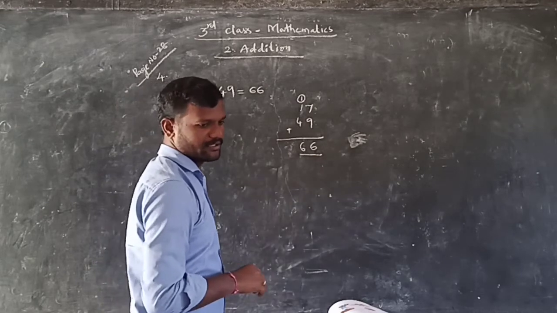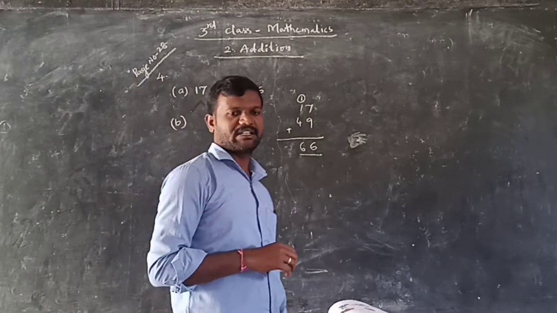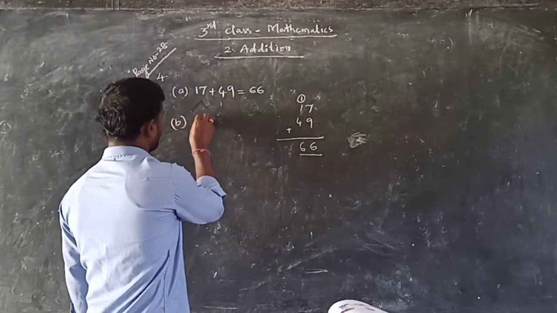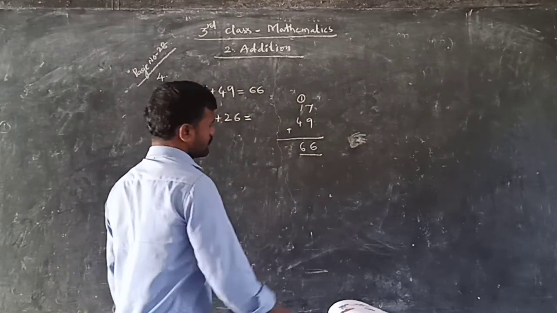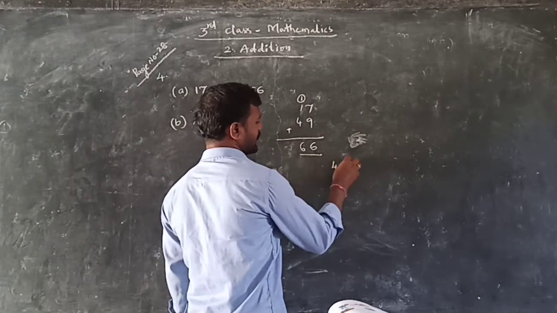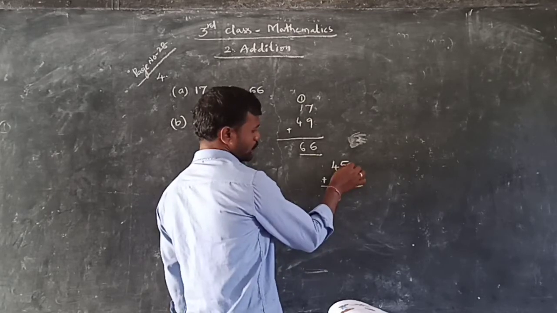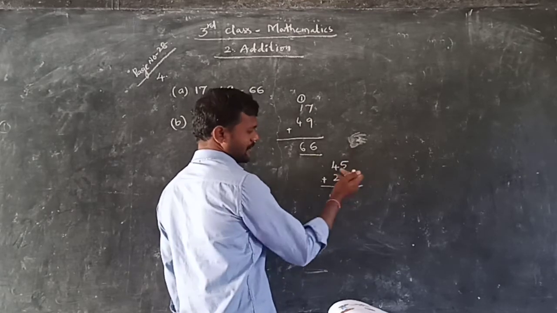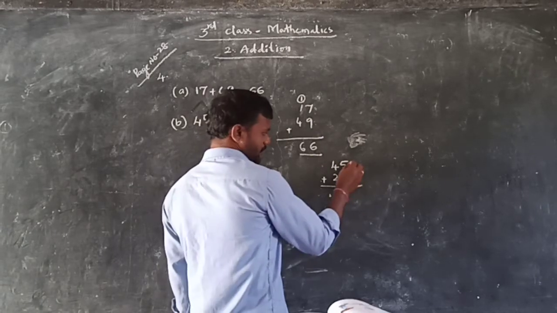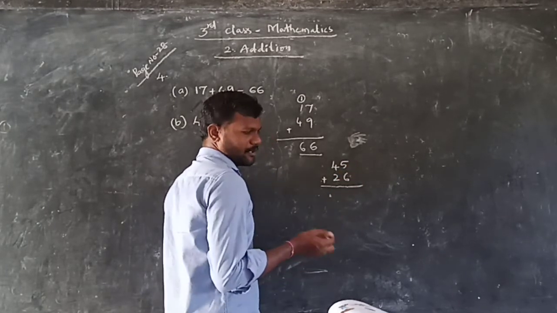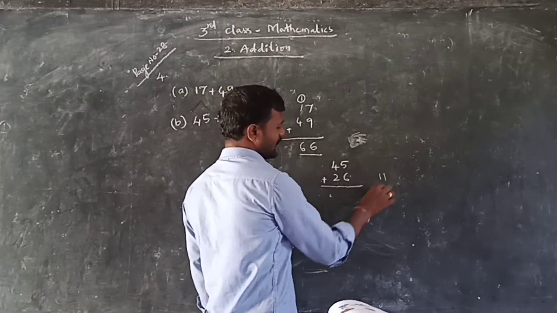So do like that. Next, the second problem in this is 45 plus 26. What is the answer for this? So again take it. 45 plus how much? 26. First add these two numbers. We have to start from the right side. From the ending you should start the addition and come to the first position. So first 5 plus 6. 5 plus 6 how much? 5 plus 5 10. 5 plus 6 how much? 11. So 11 means what we have to do?